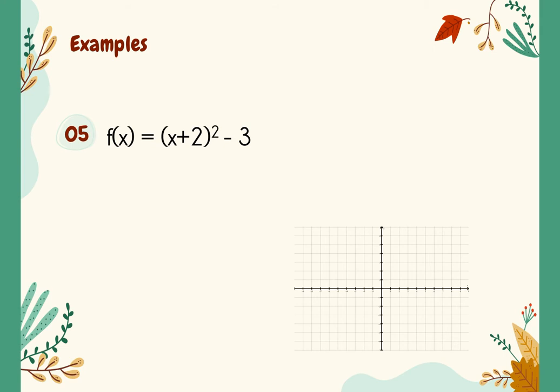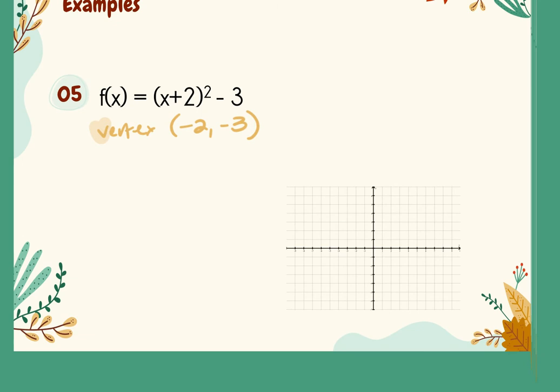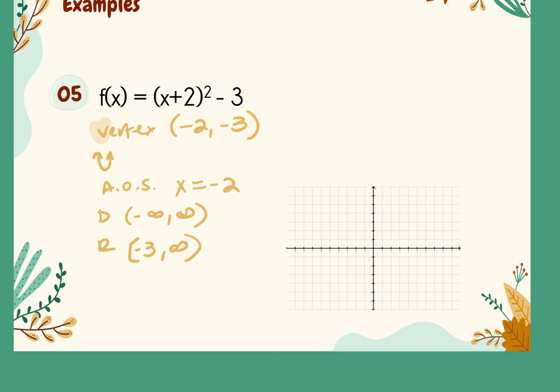So tell me what you know about this graph. Vertex is -2, -3. What else do you know before you even graph it? It's positive, so it's going to open in what direction? Good. What else? The axis of symmetry is x equals -2. Don't forget the x. Domain: all real numbers, -infinity to positive infinity. Range: since it opens up, -3 to positive infinity. Good.